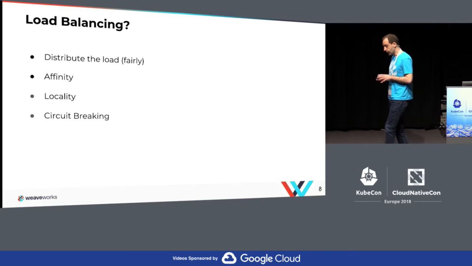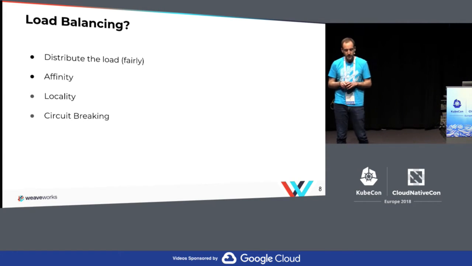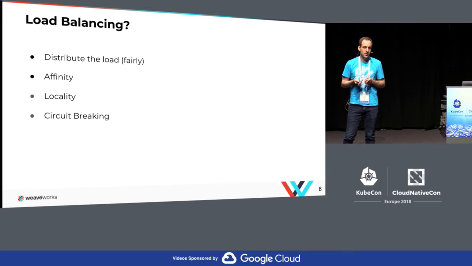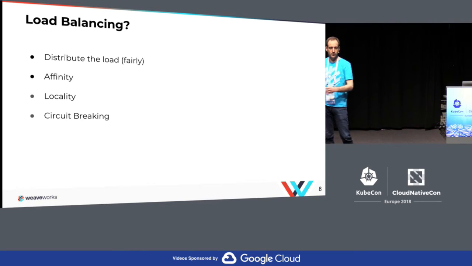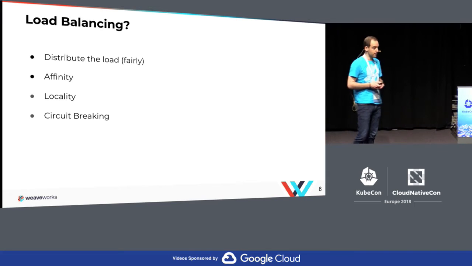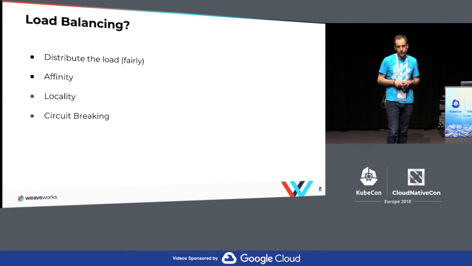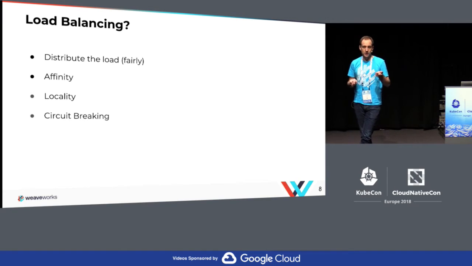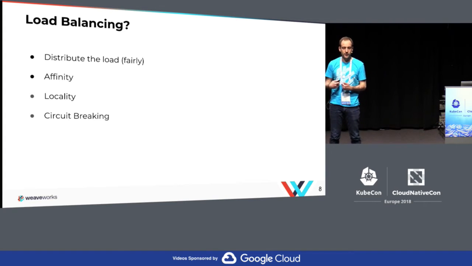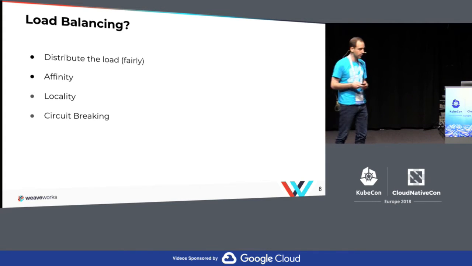And the last thing is circuit breaking. And this has to do with unhealthy pods that can happen from time to time. When you do have an unhealthy pod, you want to remove the pod from the pool of endpoints you can reach for that service. Kubernetes provides some of the circuit breaking, passive circuit breaking, with liveness and readiness probes. If Kubernetes detects your pod is unhealthy, it will remove it from the list of service endpoints.